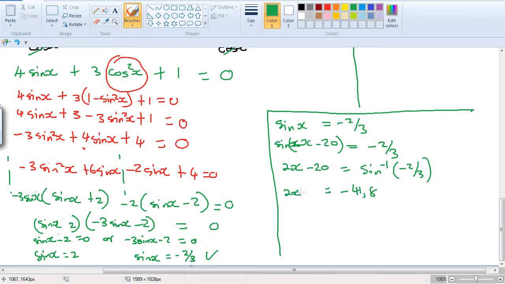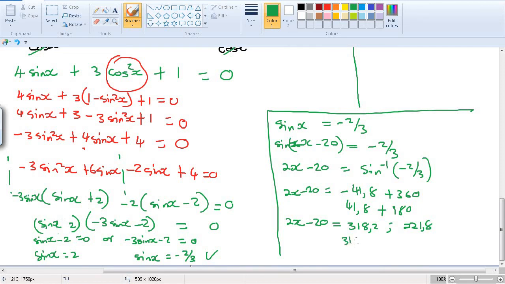So 2x minus 20 is equal to that, but because sine is negative in the fourth quadrant and third quadrant, we're going to add 360 to this, and then 41.8 plus 180 to get the third quadrant. So 2x minus 20 is equal to 318.2 and 221.8.